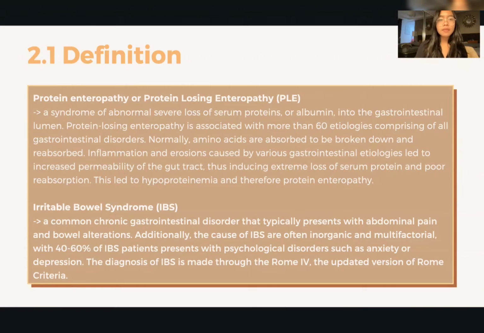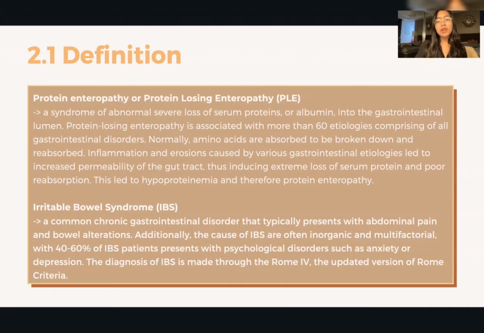I want to continue the explanation about the definition of PLE, or protein-losing enteropathy. So PLE is a syndrome of abnormal severe loss of serum proteins or albumin into the gastrointestinal lumen. Protein-losing enteropathy is associated with more than 60 etiologies comprising all gastrointestinal disorders.